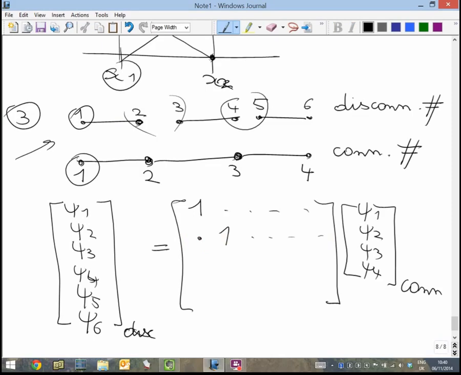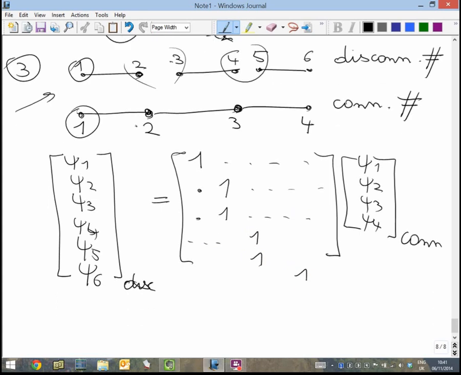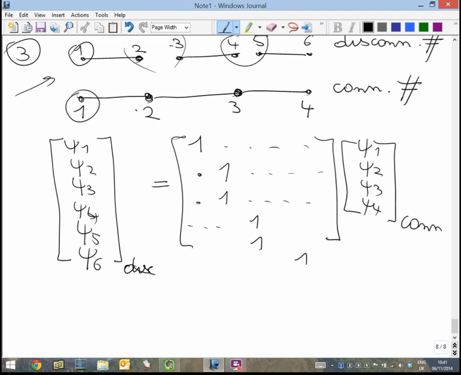But now it gets fascinating, because we see that psi3 in the disconnected numbering scheme all of a sudden becomes psi2 in the connected numbering scheme. So here we again need to put our 1 in the second column, and so on and so forth. If you repeat this, you essentially at the end of the day get a matrix which looks like this. And this matrix is called the connection matrix of your system.